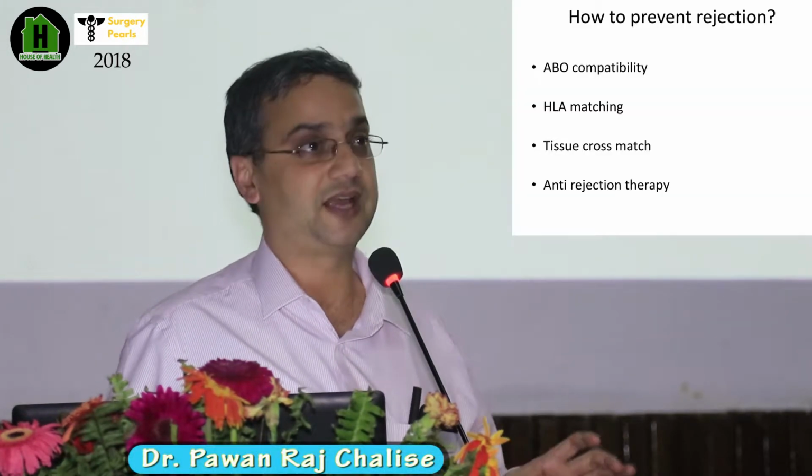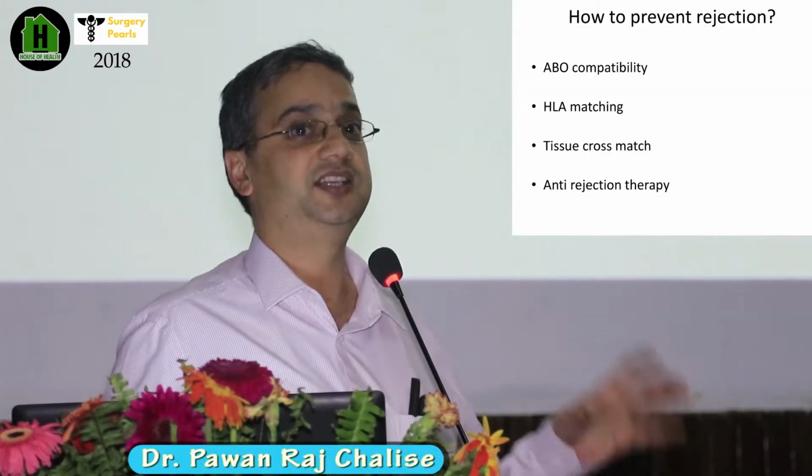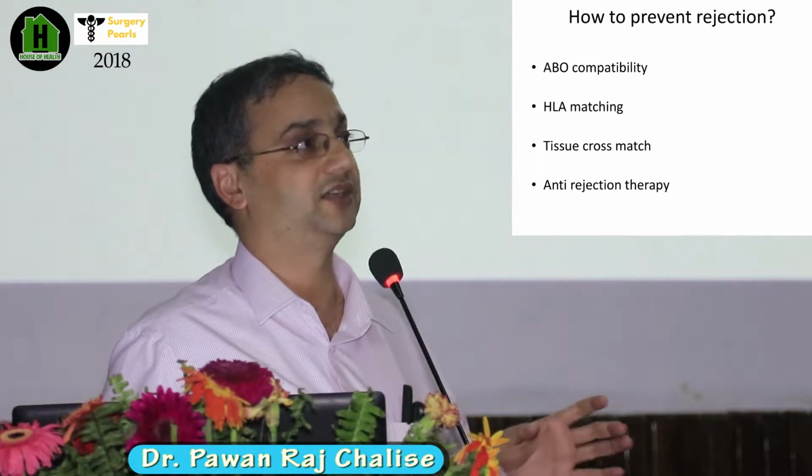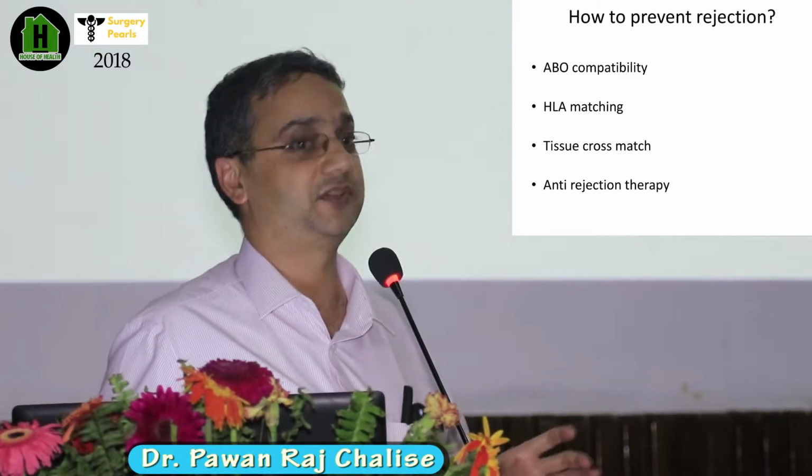So how to prevent this rejection is very important. When you are asked about these things, we have to take care of ABO compatibility. We have to look for HLA matching, tissue cross match, and anti-rejection therapies. These are the key points where these anti-rejection therapies need to play a role.